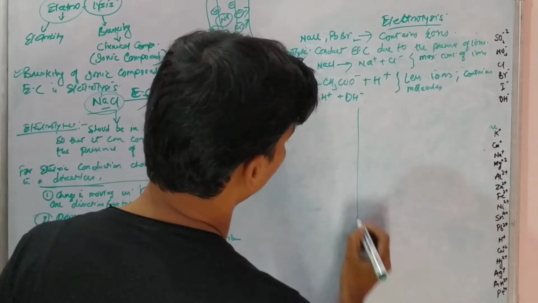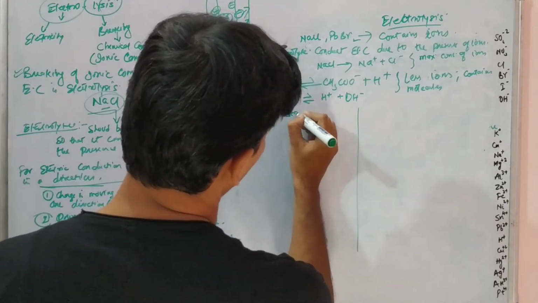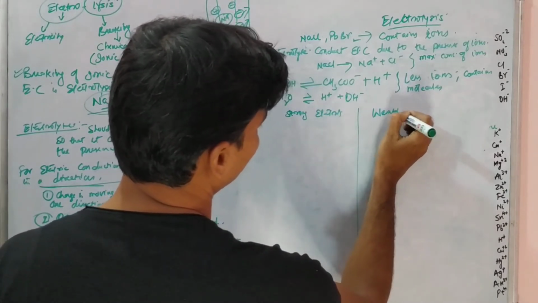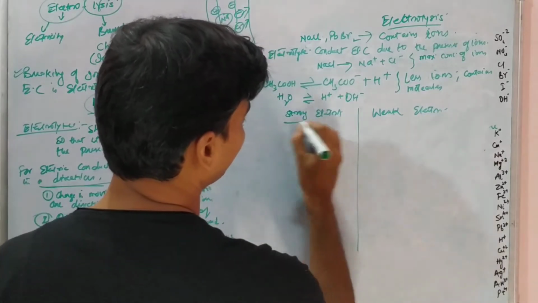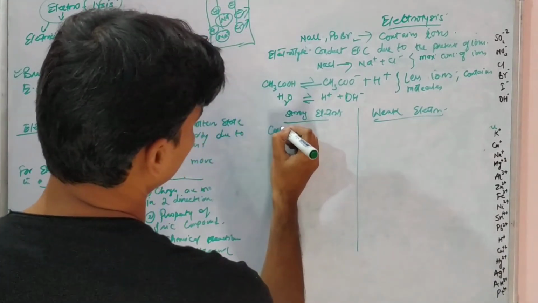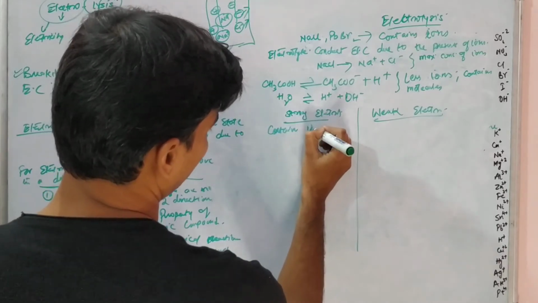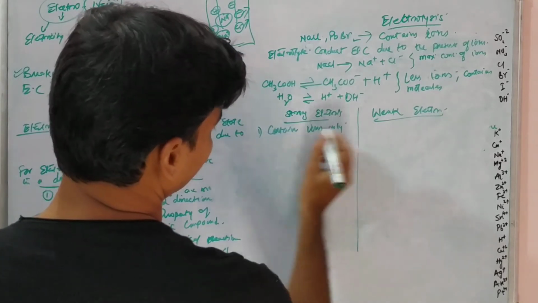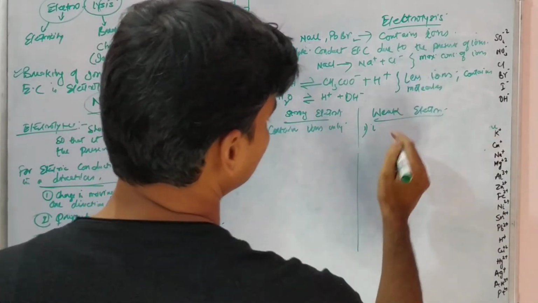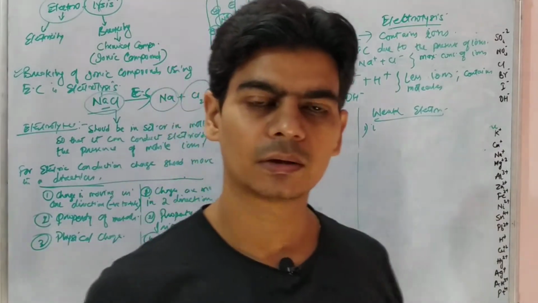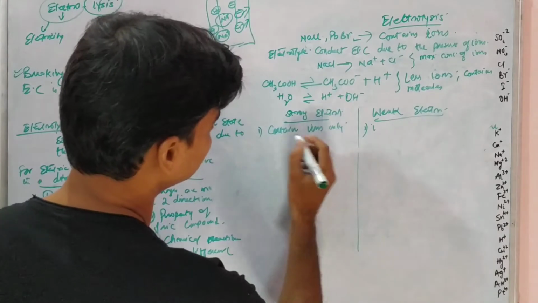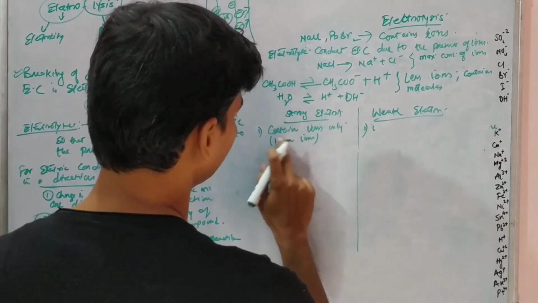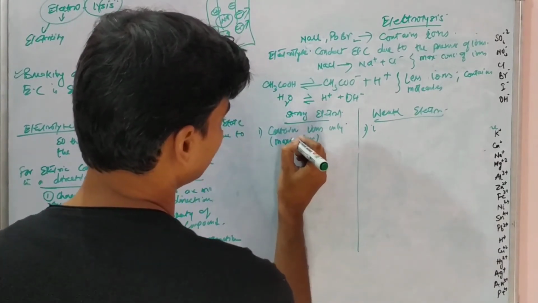Let's compare the two. We have strong electrolytes and we have weak electrolytes. Strong electrolytes contain ions only, and weak electrolytes, like acetic acid, have some ions combining back to form molecules, right? Strong electrolytes contain more ions, I'll mention it here, more ions, or we can write maximum ions. They contain the maximum concentration of ions.